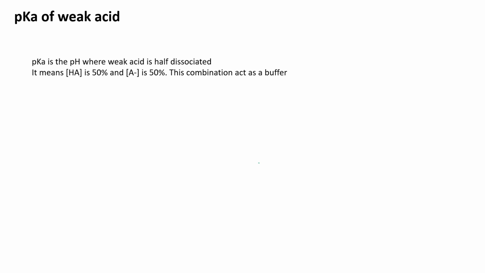Understood? What is pKa? pKa is the pH of a weak acid when the acid is half dissociated. So pKa is the pH where the weak acid is half dissociated. It means the concentration of HA and A minus is half, 50%. This combination can act as a buffer because it can resist the change in H plus and OH minus. So pKa is equal to minus log Ka, or we can say pKa is inversely proportional to Ka.